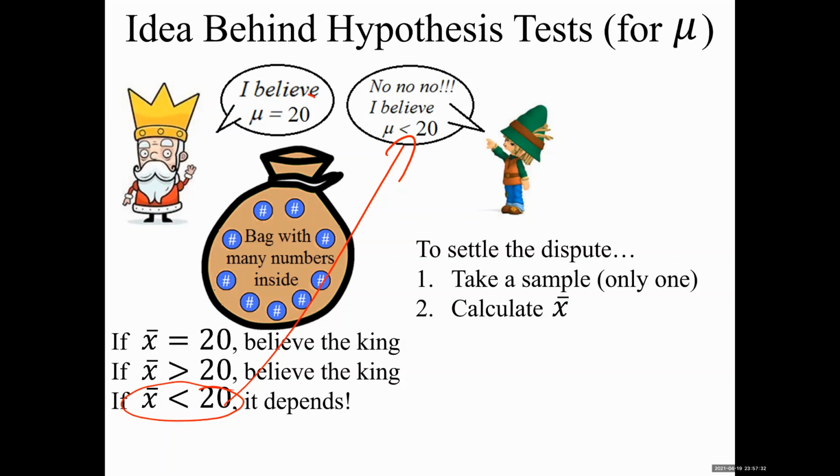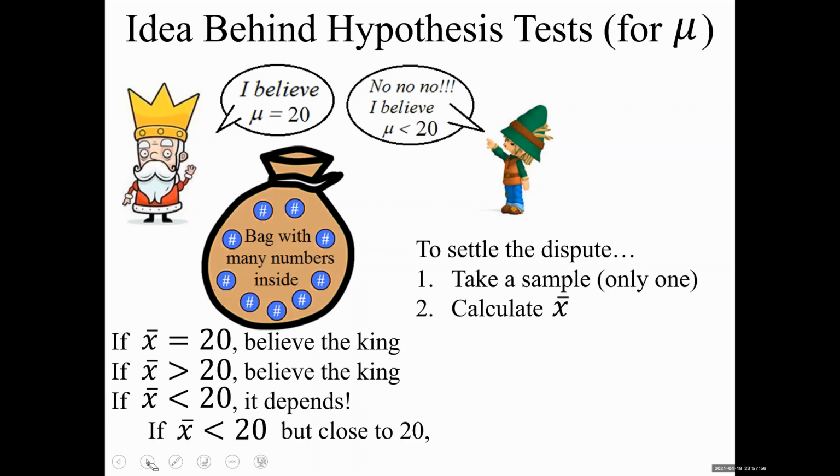Because again, if mu is 20, that's the average of all the numbers. If you take a sample, could the average be less than 20? Sure. The average is supposed to be close to 20 if the king is right, but it could be less, or it could be bigger, or it could be equal. So if it's less, who do you believe? It depends. What does it depend on? It depends on how close to 20 it is. If XBar is less than 20, but close to 20, because it's close, we still believe the king.